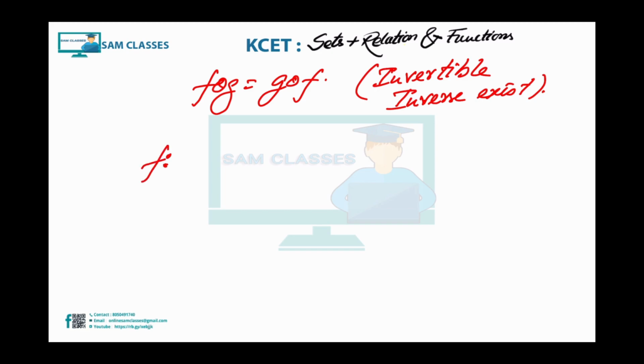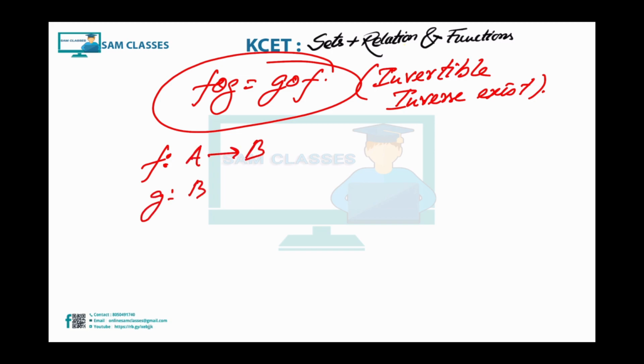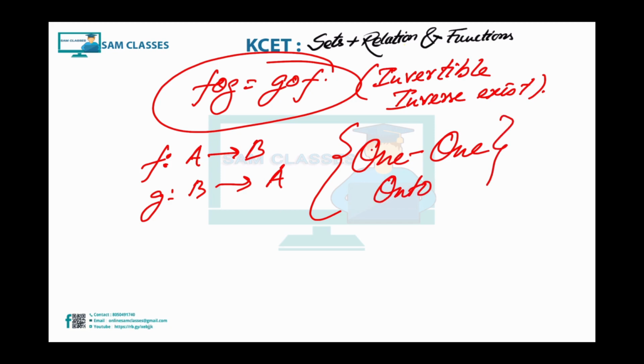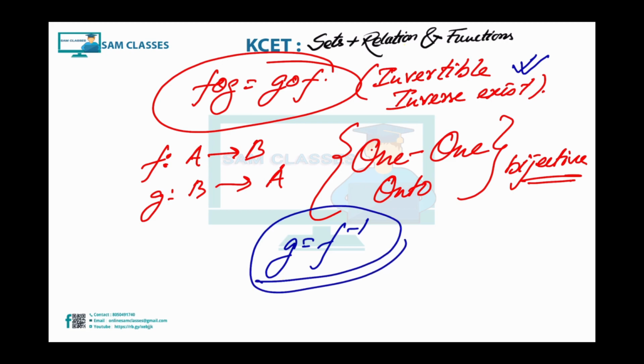So if we show fog equal to gof, or we show a function f from A to B and g is a function from B to A, then the inverse exists if it is one-one and onto. So two conditions it has to follow. Either it has to be one-one and onto, which is also known as bijective, surjective plus injective together. Or we can show fog equal to gof, then we say inverse exists, and the g function is nothing but the inverse of the f function.